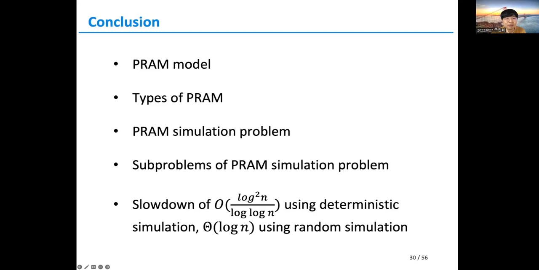We've seen how to estimate the slowdown of these problems using two simulations, deterministic simulations and random simulations. The overall slowdown of the PRAM simulation problem using deterministic simulations was big O of log square n divided by log log n. And by using random simulations, it was big theta of log n.